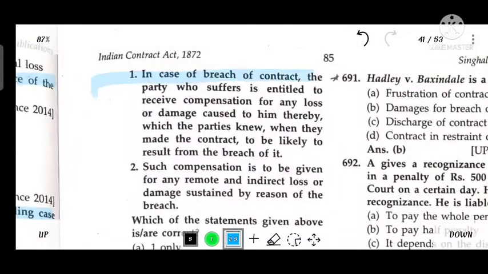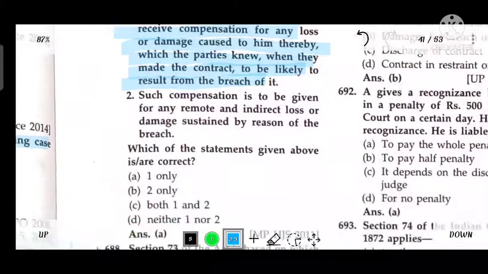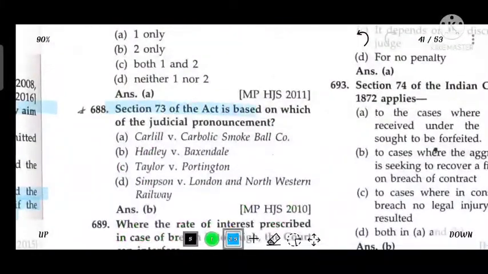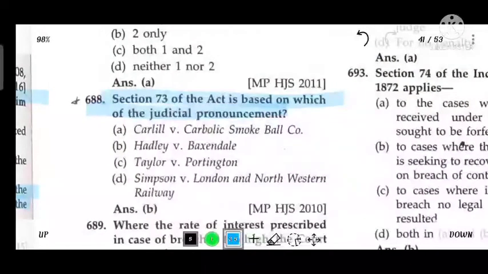In the case of breach of contract, the party who suffered is entitled to receive compensation for any loss or damage caused by him thereby. When the parties knew, when they made the contract, that such loss is likely to result from the breach of it. Section 73 of the Act is based on which judicial pronouncement?